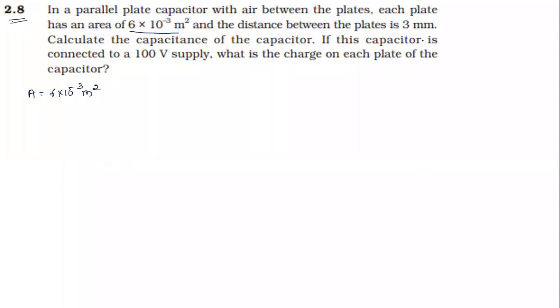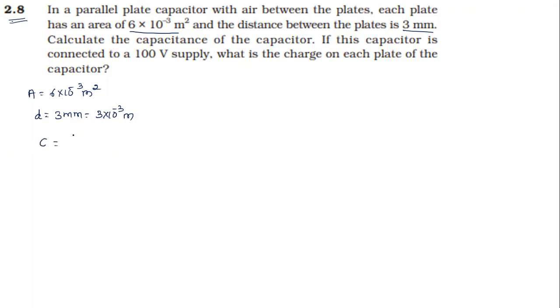And distance between the plates is how much given? 3 millimeter. So I'll write distance is 3 millimeter, that is equal to 3 into 10 power minus 3 meter. Conversion from millimeter to meter. Calculate the capacitance of a capacitor. We need to find the capacitance of a capacitor.